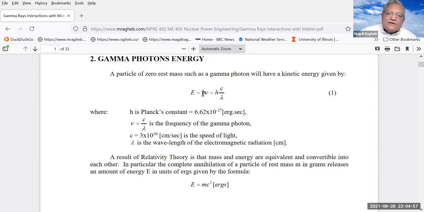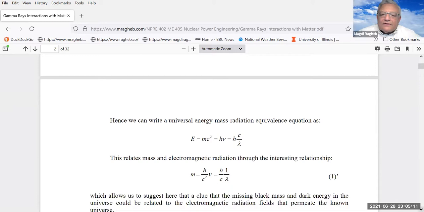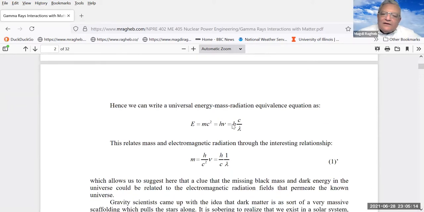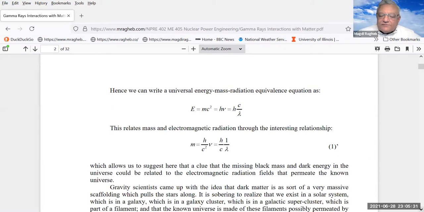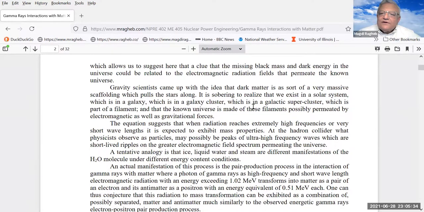Notice that energy for particles that have a mass is described by Einstein's law that E is equal to the mass multiplied by the square of the speed of light. If we equate the energy carried by a photon to the energy of a mass, we get a relationship that relates the mass to the frequency of the radiation or the wavelength of the radiation. And that could offer an explanation, a partial explanation at least, for the massive dark matter and dark energy in the universe. We covered that in the chapter on the strong force in general.